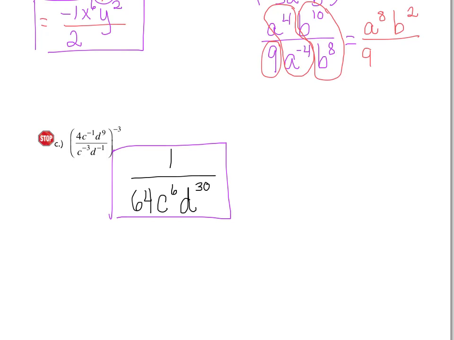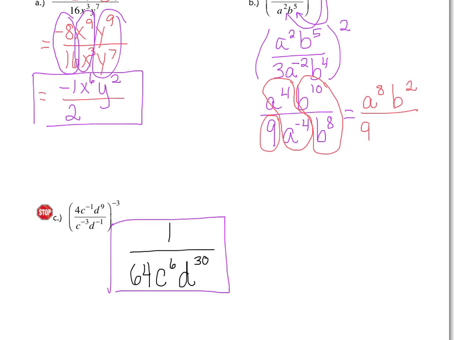Same thing here in example A. Just want to show you that I did not have to put this 1 there. Once I realized that there's other things in the numerator with it, I could have just had negative x to the 6th, y squared, all over 2.